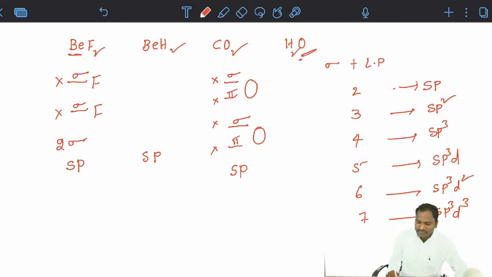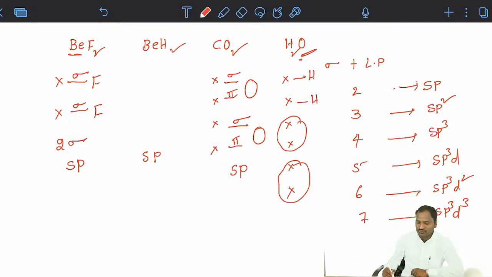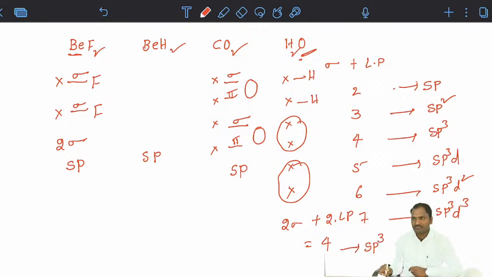Last one, H2O. Here the central atom is oxygen. It belongs to group 16, so take 6 valence electrons. 2 hydrogens form 2 bonds. Now count, students: 2 sigma bonds plus 2 lone pairs. The sum is equal to 4. So which hybridization is it? sp3, and there are 2 lone pairs.